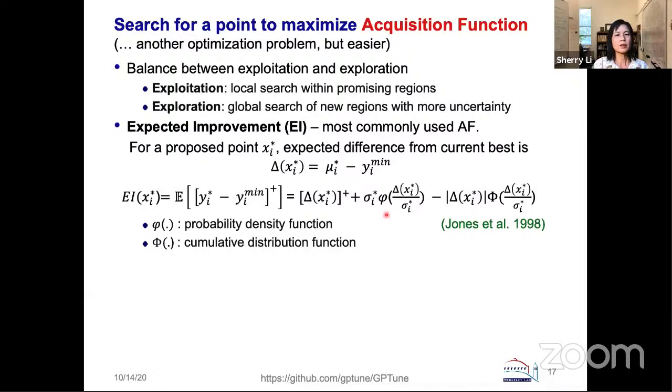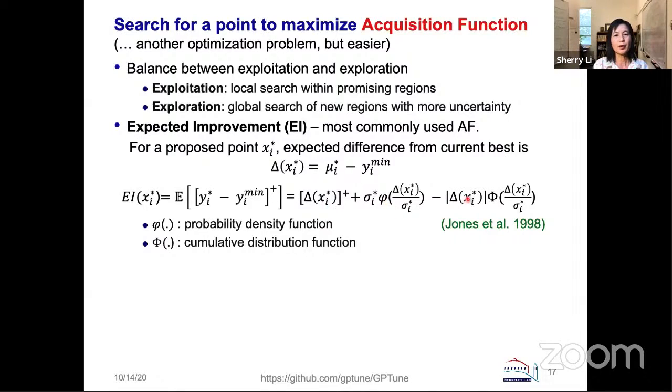You can derive an explicit formula. The expected improvement is this quantity, and this function is the ramp function. The bracket plus is a ramp function, like the ReLU function in a neural network, if you're familiar with that. It takes the max of this quantity and 0. So if it's positive, it's this quantity; if it's negative, you take 0. And then the ramp function of this expected difference.